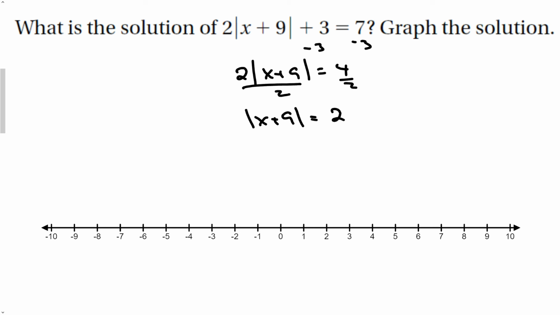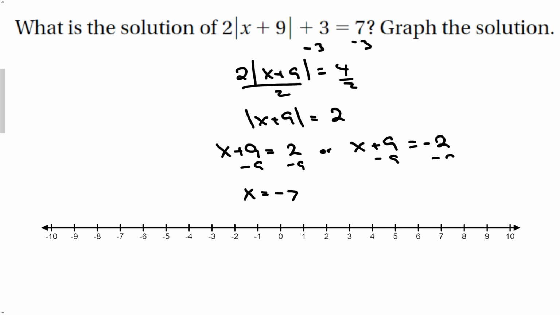And now that the absolute value is by itself, I separate it into two separate equations, positive 2 or negative 2. Subtract 9 from both sides, and we get x is negative 7, and x is negative 11. So we have 7, and a little bit further, 11.